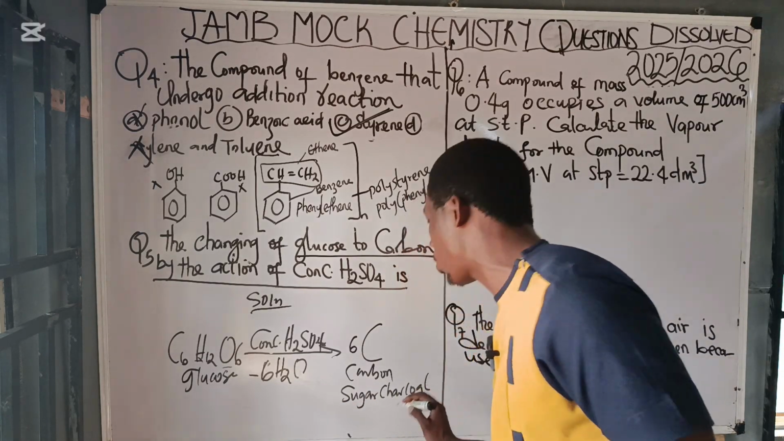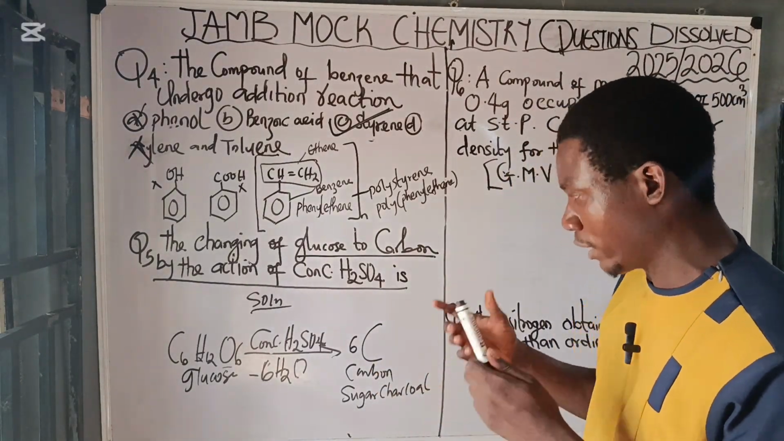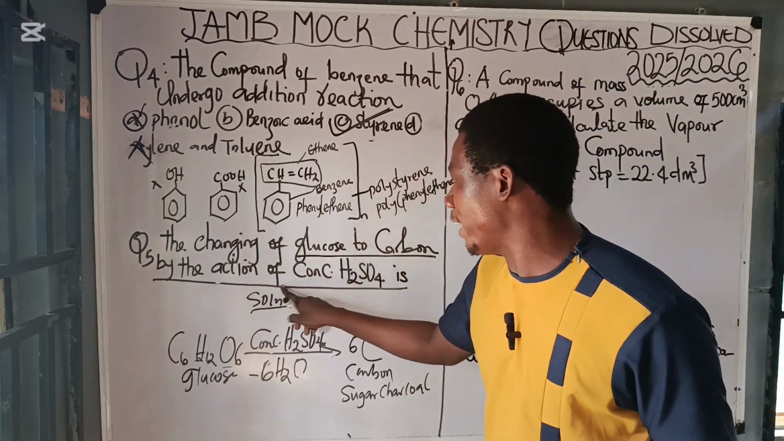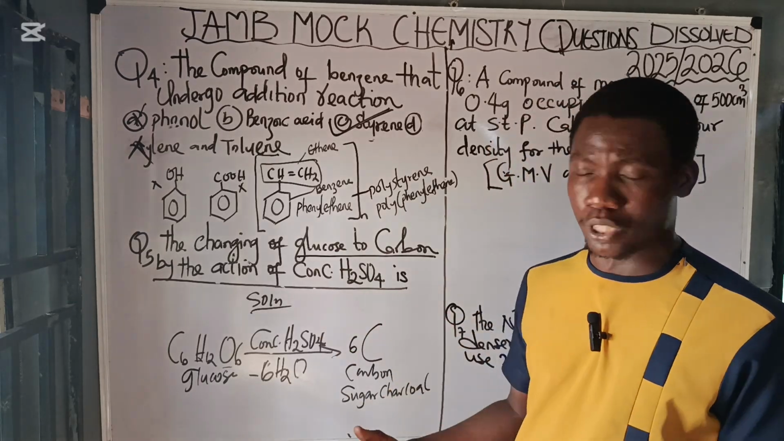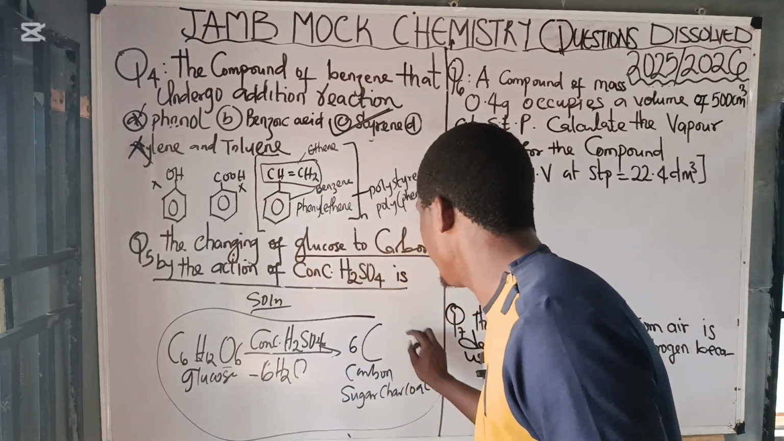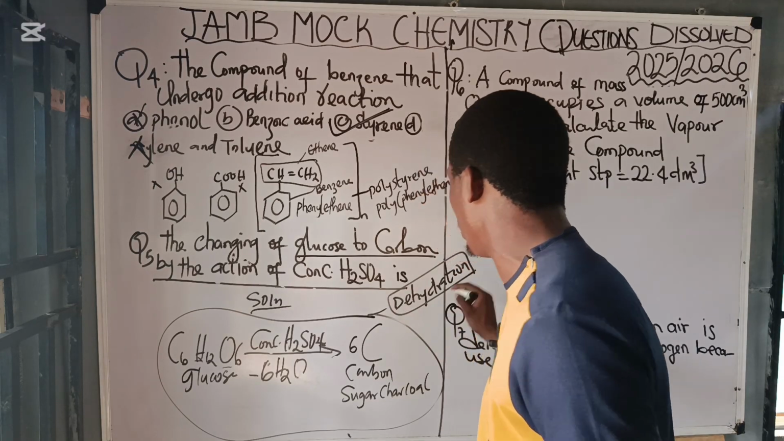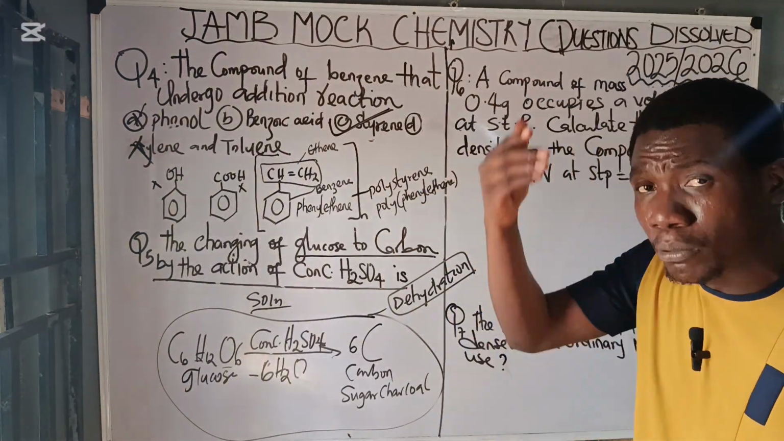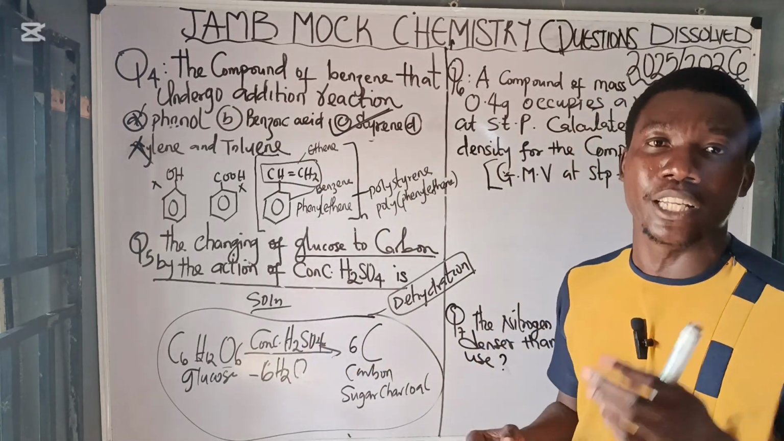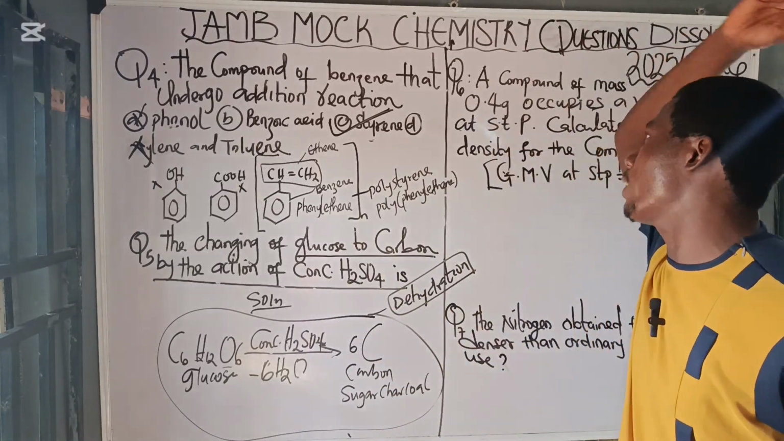Don't forget that sugar charcoal is the purest form of amorphous carbon. So the answer to this question is what? Carbon. So let's look at the question again. The changing of glucose to carbon by the action of concentrated H2SO4 is called what? The product here is carbon, but this entire reaction is known as dehydration. That's the answer to the question. Dehydration, which is the removal of the element of water from a compound by the action of a dehydrating agent such as concentrated H2SO4. Are we together? Now take a look at the next question.